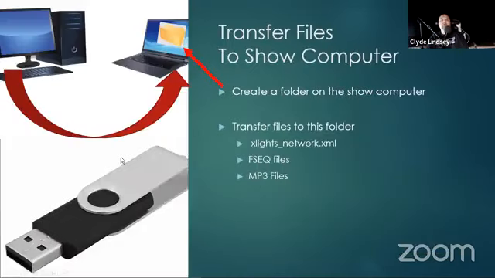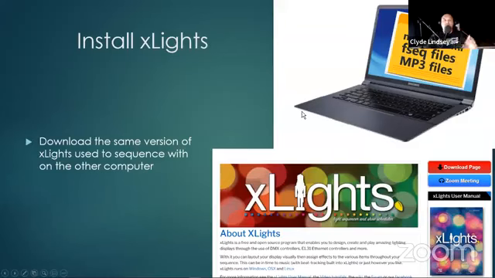So the next thing that we're going to do is go from our main computer. Let's say we're using a laptop in your garage and you're going to plug that thumb drive into your USB port and you're going to create a new folder, a new show folder. It doesn't matter what you call this. You can call this xLights if you want. And then from there, you're going to grab the one xLights network file. That's the only file you really need. You need the FSEQ files that are your sequence files, and then you need your MP3 files, and then finally any other files that you plan on playing that you need to have in there as well.